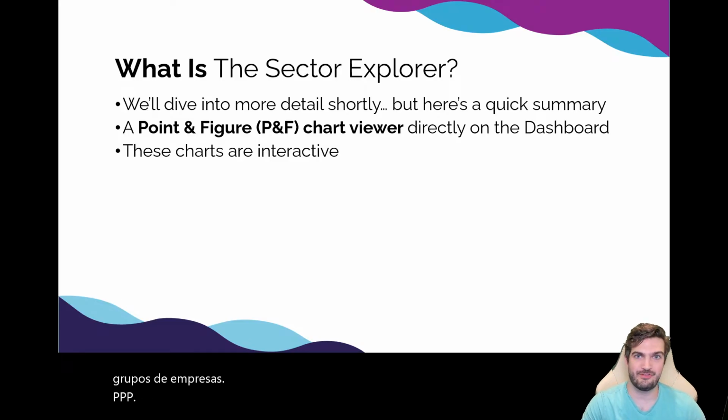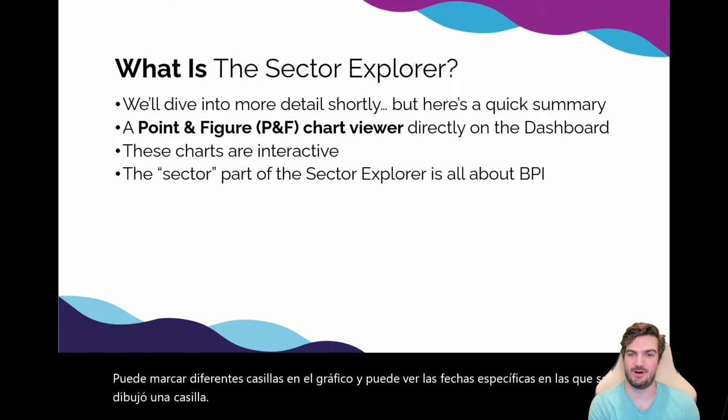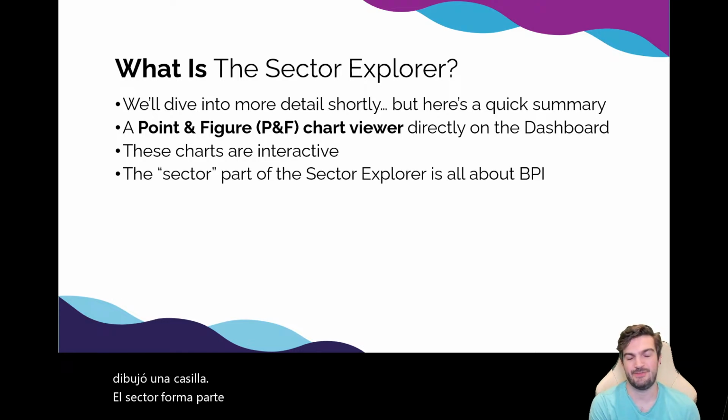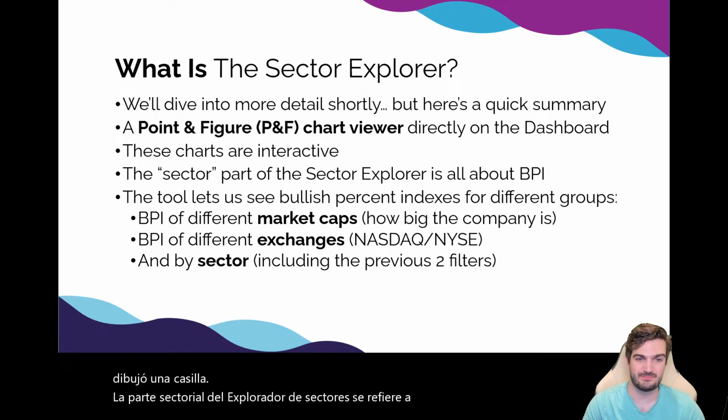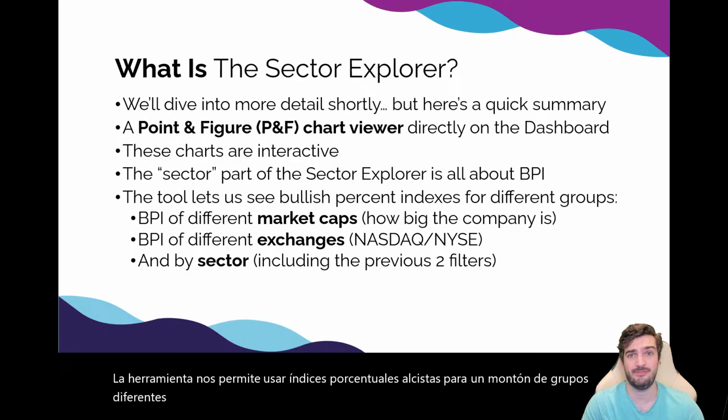All of these charts are interactive. You can zoom in, zoom out, you can mark different boxes on the chart, and you can see specific dates that a box was drawn. The sector part of the Sector Explorer is referring to BPI, or Bullish Percent Index. The tool lets us use bullish percent indices for a bunch of different groups that were previously impossible to find.